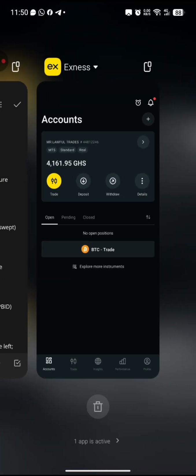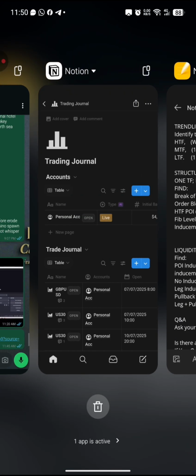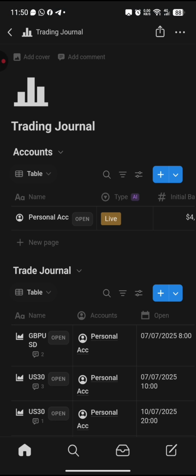So now let's see. This will be our trading journal. This is where we are going to be putting every trade that we are going to be working on. This is where we are going to journal it. So starting from right here, we want to start from here.